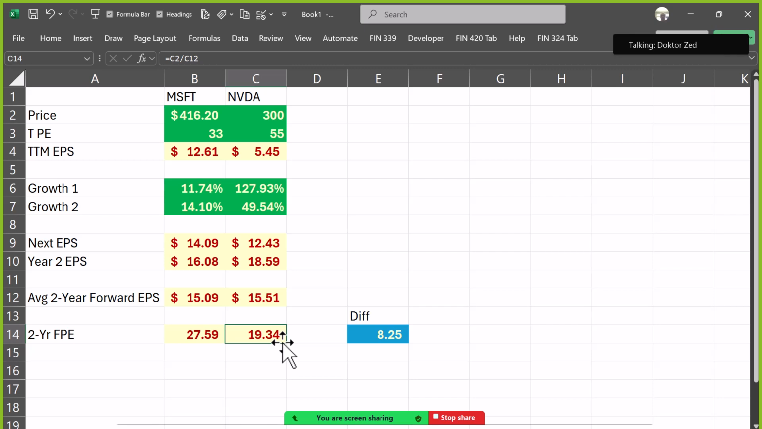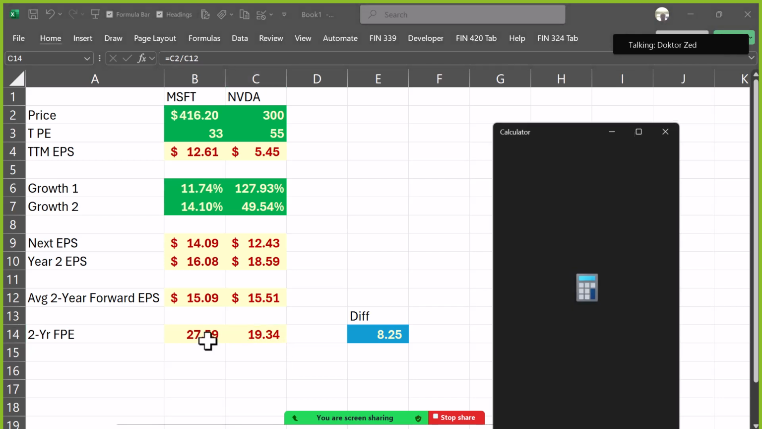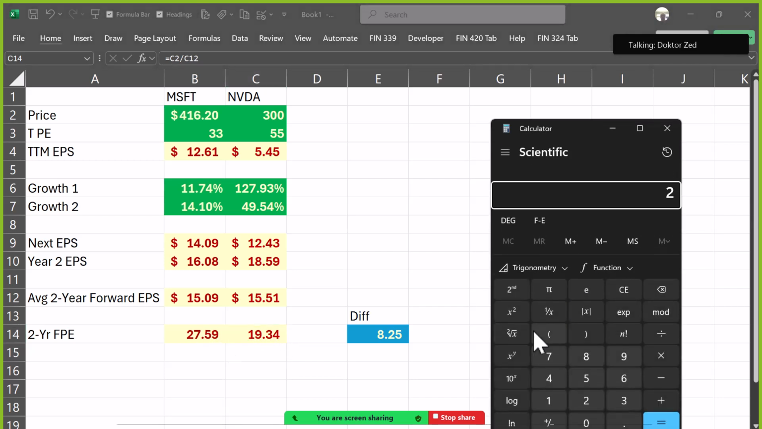For those ratios to be the same, NVIDIA's price has to go up by, I'm going to do it by hand, 27.59 divided by 1934 times the current price. So NVIDIA should be trading around $200, right? Again, just like the regular PE, don't take this too seriously because there is more stuff you need to do.